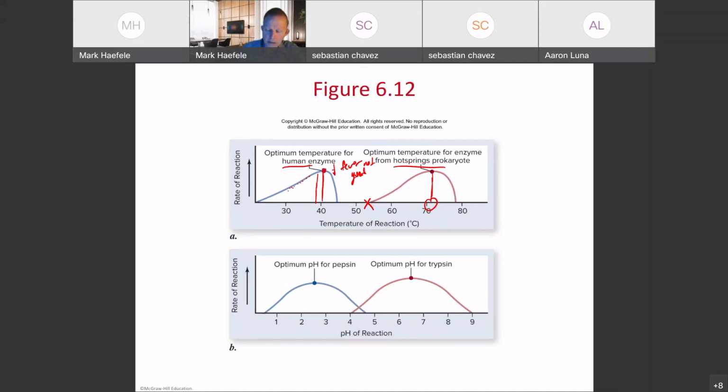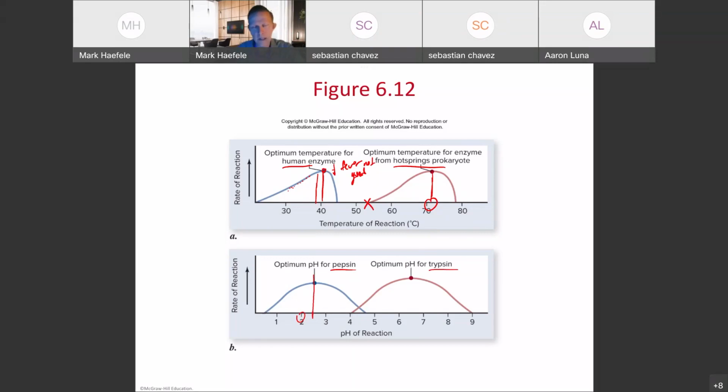Now let's take a look at pH. We're taking a look at two human enzymes. One is pepsin, which is in our stomach. The other one is trypsin, in our duodenum, in our small intestines. The pH of our stomach is right around 2, right? But take a look at where the optimum for pepsin is. It's right around 2, 2.5, right about the pH of your stomach where it's supposed to be active and functional.